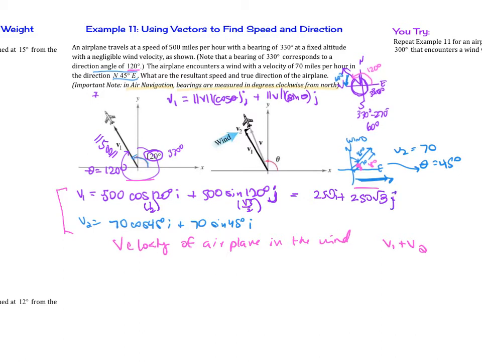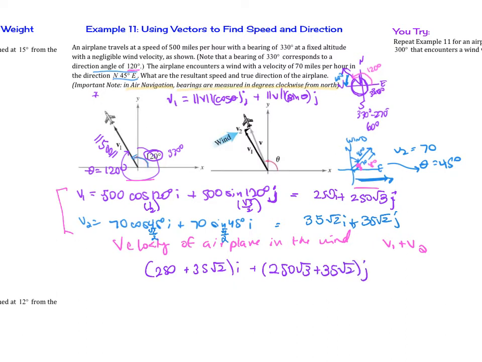Then cosine of 45 degrees, we know that's root 2 over 2, root 2 over 2. So this one simplifies to 35 root 2 I and 35 root 2 J. So we're going to add these velocities together. So we get 250 plus 35 root 2, and that's our horizontal component, our i's together. Then we're going to add our vertical components, so 250 root 3 plus 35 root 2 j.